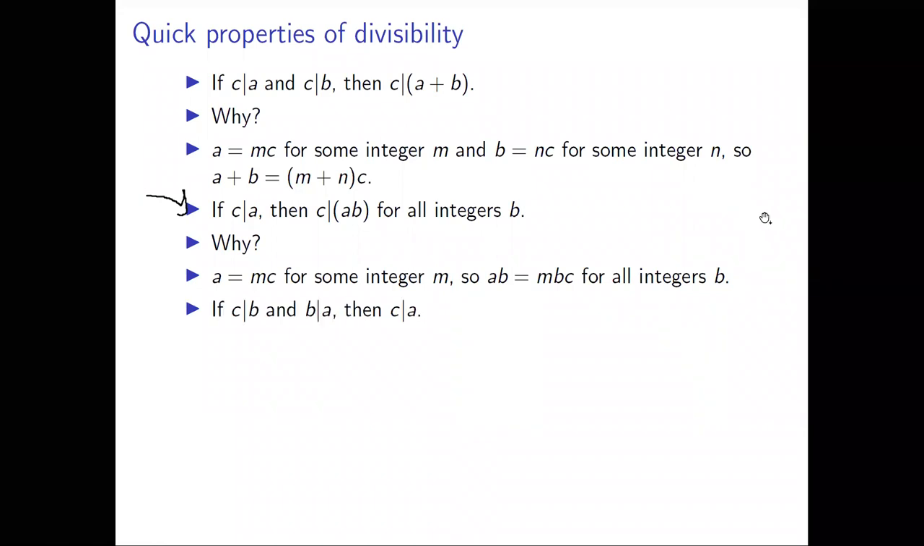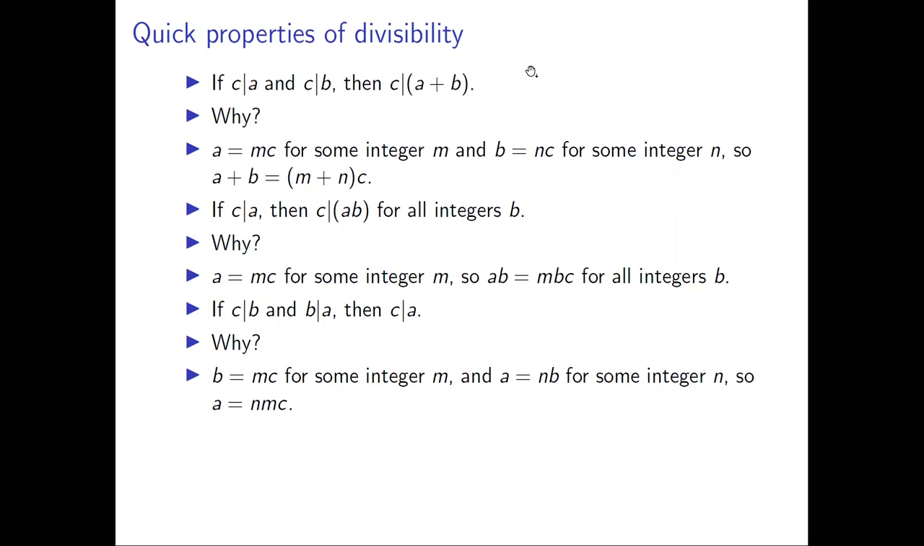Let's look at one last property. If C divides B and B divides A, then C divides A. And we'll argue this similarly to the last two. If C divides B, then B equals M times C for some integer M. And if B divides A, then A equals N times B for some integer N. And we can substitute here. We have A equals N times B, which equals N times the quantity MC right here. We're substituting that for the B down here. And so A equals N times M times C. So A is an integer times C. And that tells us that C divides A. So those are three properties of divisibility.